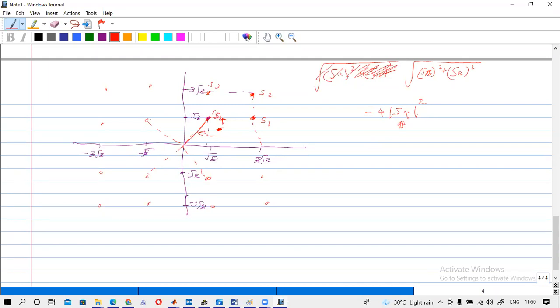This S4, I get this value as S4. So the magnitude of S4, I get this length as the magnitude of S4. So this length is the magnitude of S4, and that is the distance from here to here.